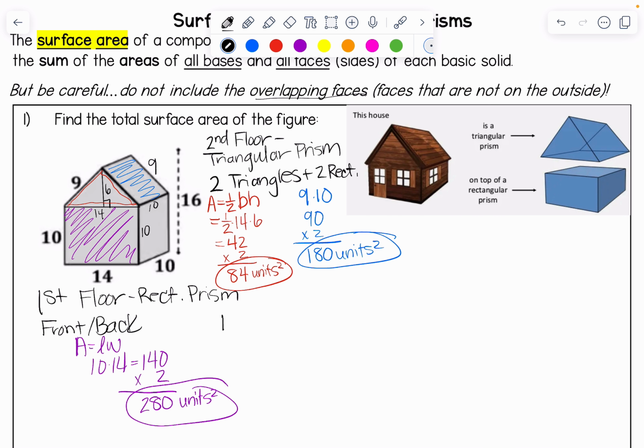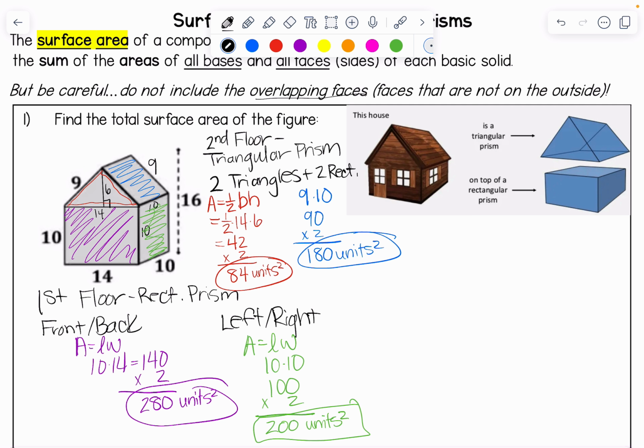Now I'm going to look at the left and right of that first floor. That's going to be like this green one here. Again, it's a rectangle, so length times width. We're going to do 10 times 10, which is 100. The left and the right side are both congruent, so I'm going to double that. So I get 200 units squared.